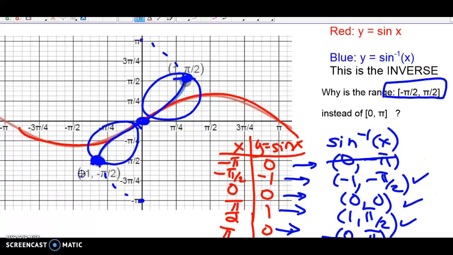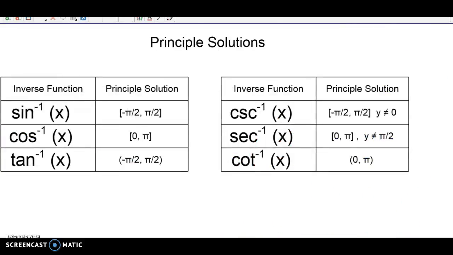Okay, so now we're going to talk about what are the other ones. So here is a list of all 6 trig functions and their principal solutions, and we will give you a second to write these down.